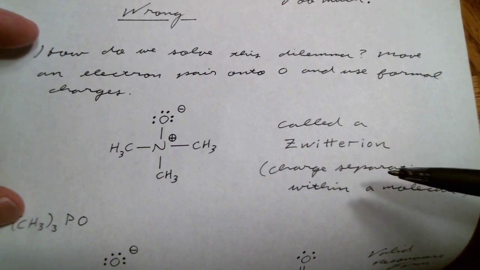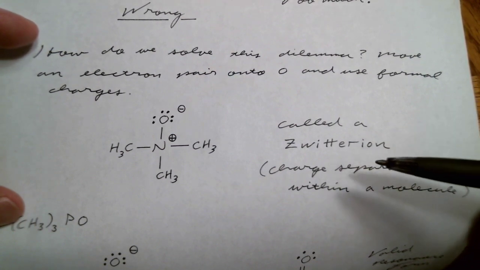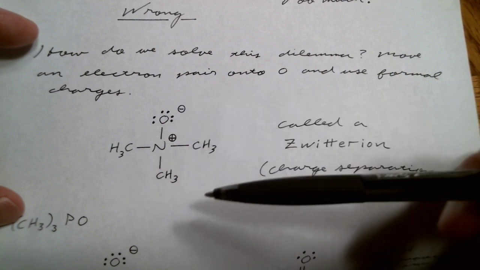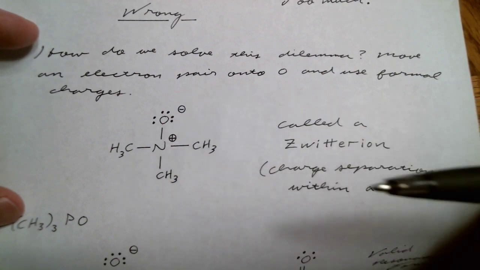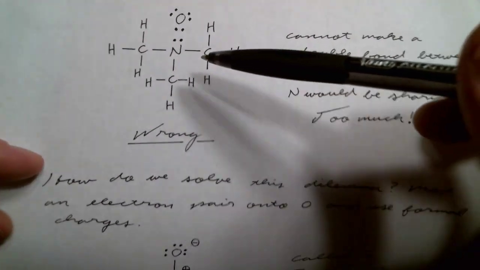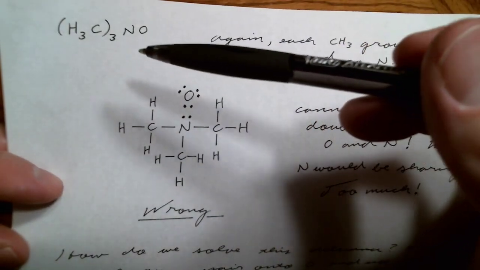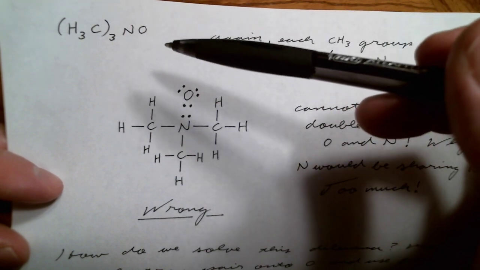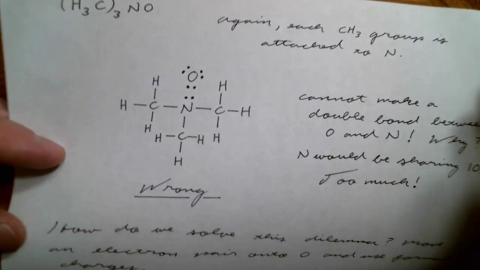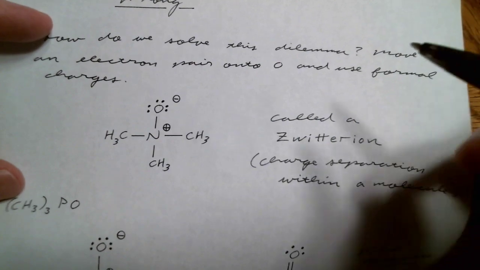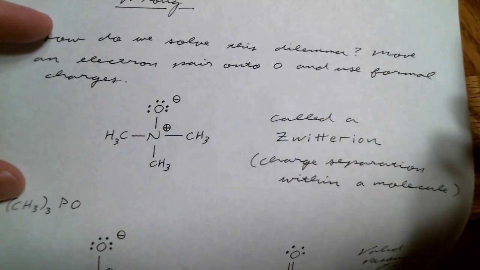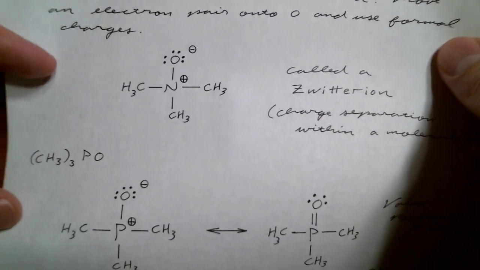It's an example of a molecule where you've got formal charge separation within that molecule. The overall molecule, of course, is neutral. So that's why we have it written up here, (H3C)3NO. There's no net charge on that molecule. It's neutral. However, wow, there are formal charges within the molecule. It's kind of a neat idea.